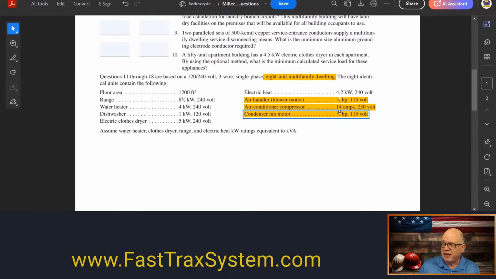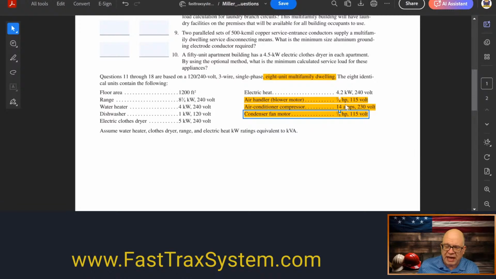Next, let's do the heat. Well, the heat's easy. It's kW, so we don't have to do anything. kW is synonymous with kVA, and 4.2 kW is 4,200 watts. It's also 4,200 VA, so that one's easy. So we write that down, 4,200 VA for the heat.